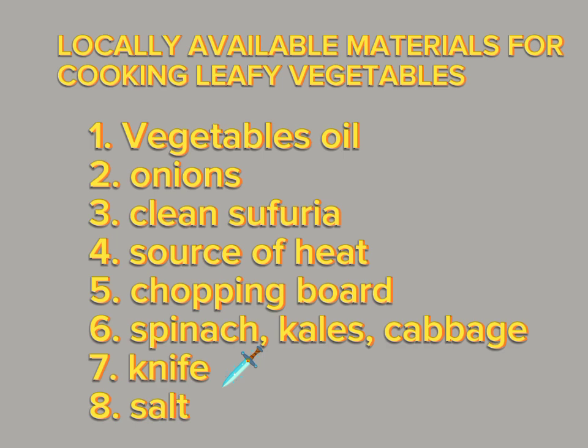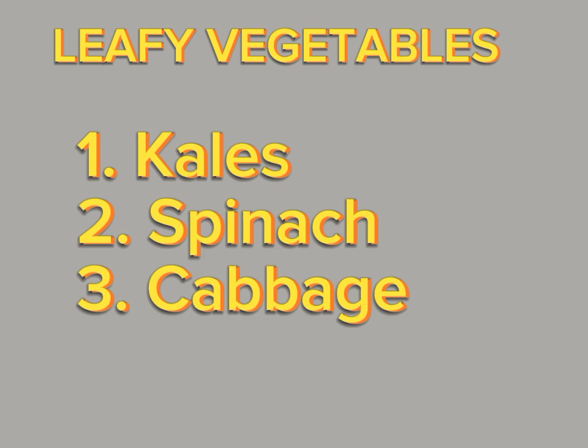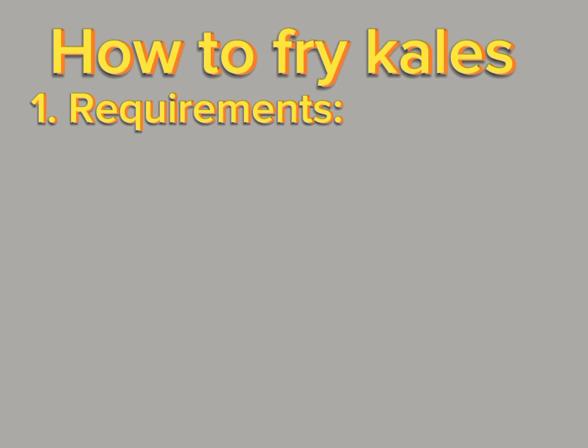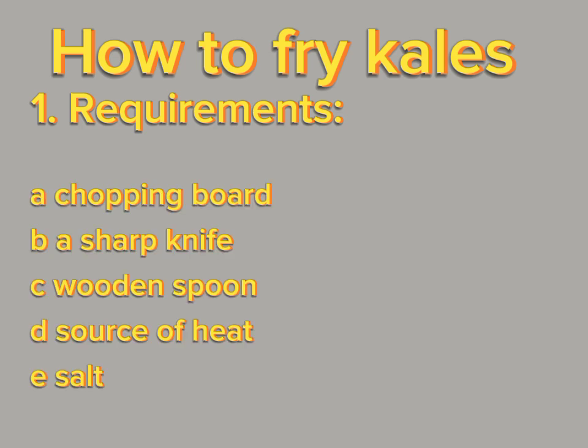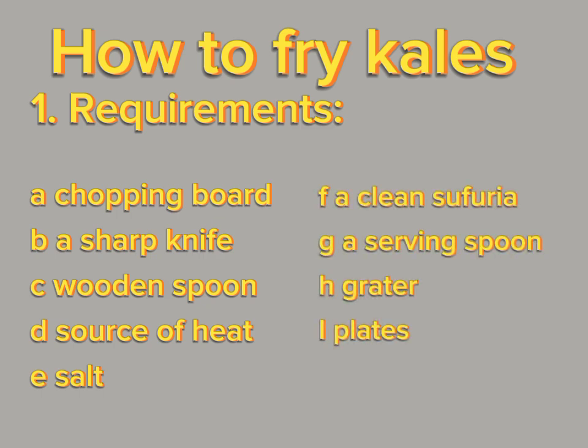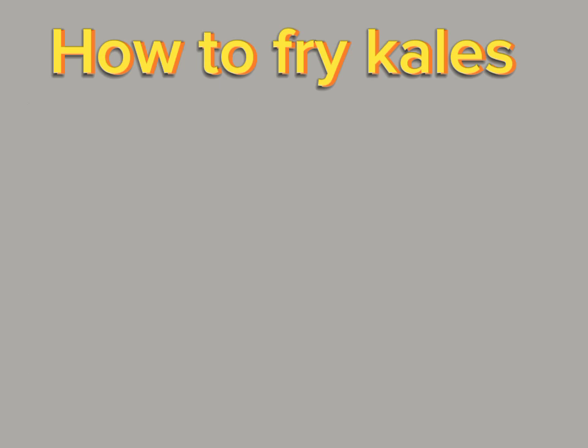Let's see the examples of locally available leafy vegetables in our community. Leafy, we have spinach, kales, and cabbages. How to fry kales, in other terms, sukuma wiki? How can you fry sukuma wiki? 1. Requirements. You need a chopping board to cut the sukuma wiki into small pieces. 2. A sharp knife for cutting. 3. A wooden spoon to turn the onions and also to turn the sukuma wiki in the sufuria. 4. A source of heat to cook. 5. Salt, a clean sufuria, serving spoon, grater, plates, and etc.